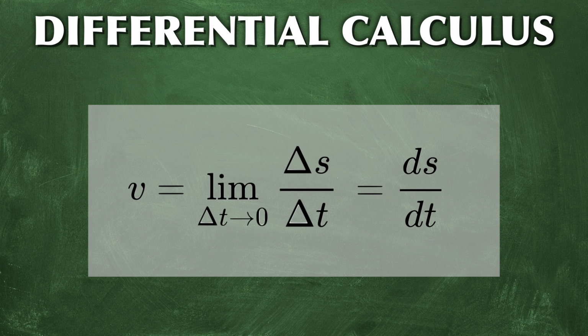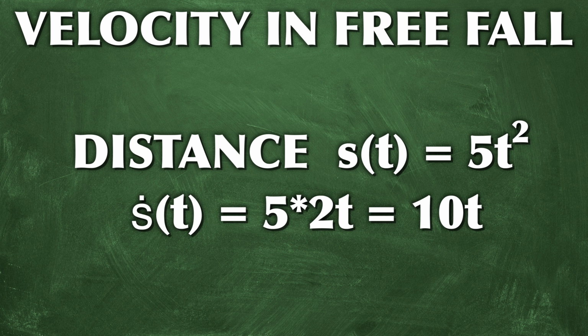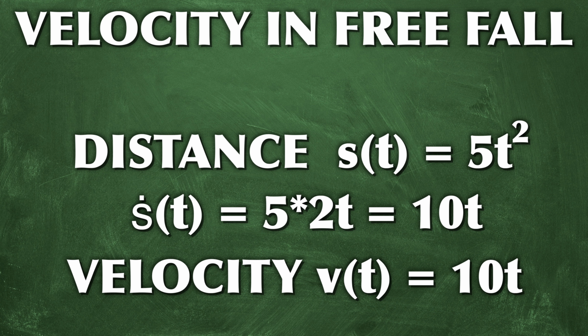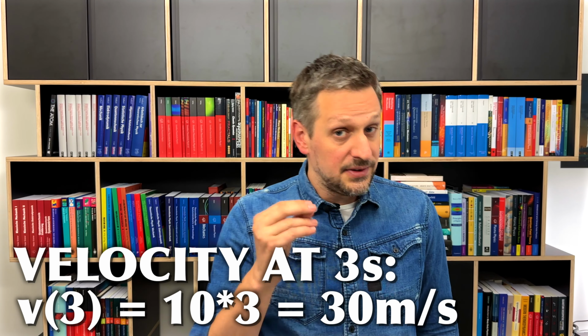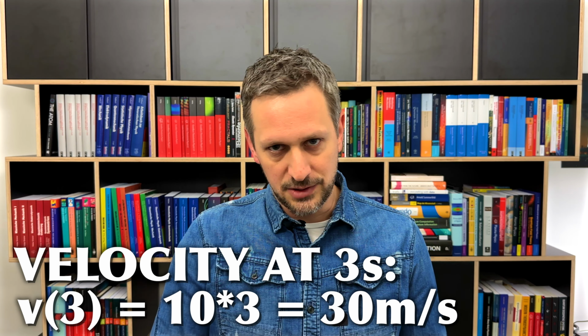Now, there are rules for differentiating, but I don't want to get into those details here. When we use those, we get the following results for the velocity. So when s equals 5t squared, then the differential of s, which we will call s dot, equals 5 times 2 times t, which is equal to 10t. So the velocity v equals 10t. So at 3 seconds, the velocity is 30 meters per second, as we already deduced.